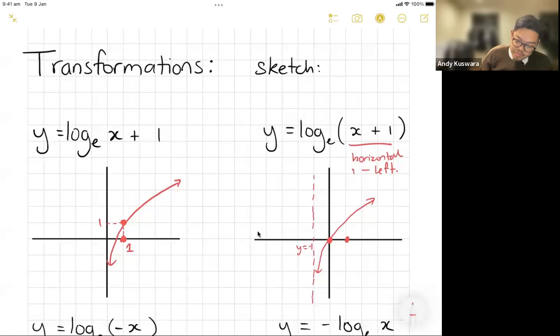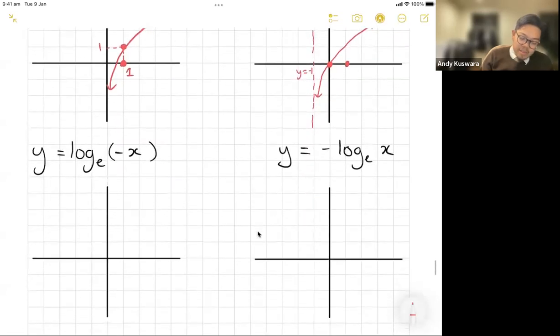That's cutting now at (0, 0). Boom, there's your graph. If I have log e of -x, normally we look like this, but now it's actually going to look like this way, because that -x means we reflect it across the y-axis. There you go. It's still going to cut at 1. That's what our graph is going to look like.